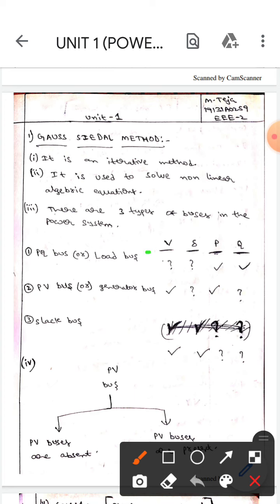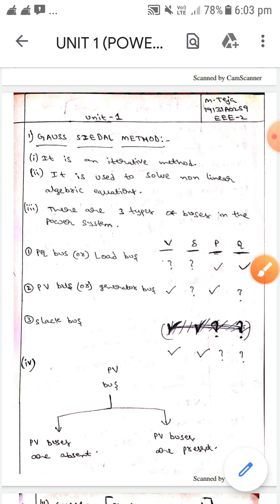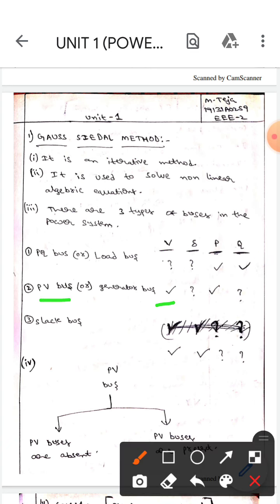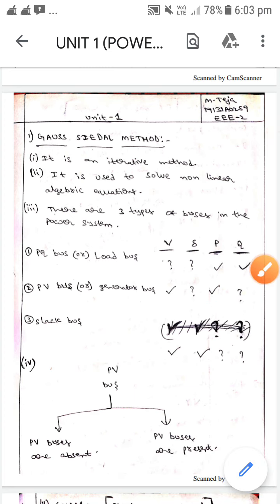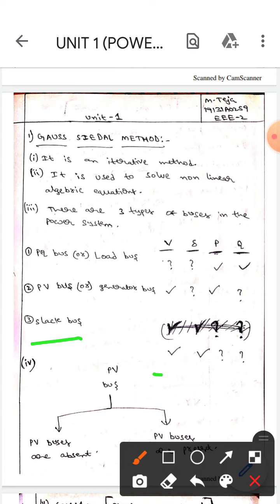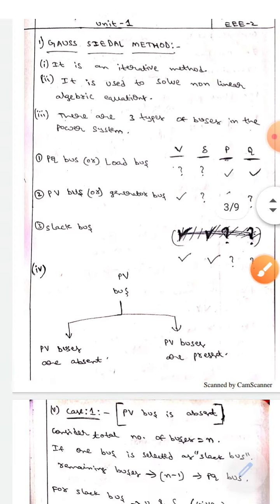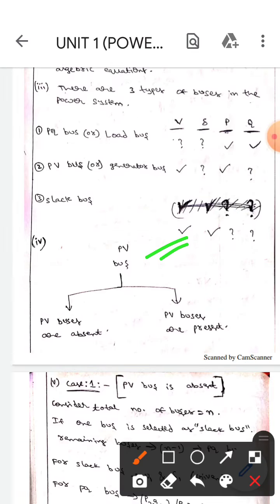Here there will be four components: V, delta, P, Q. V means voltage, delta the angle, and P and Q the real power and reactive power. In the PQ bus, P and Q values will be given, and we should find the V and delta values. Whereas in the PV bus, V and P values will be given, and we should find the delta and Q values. Whereas in the slack bus, V and delta values will be given, and we should find the P and Q values.